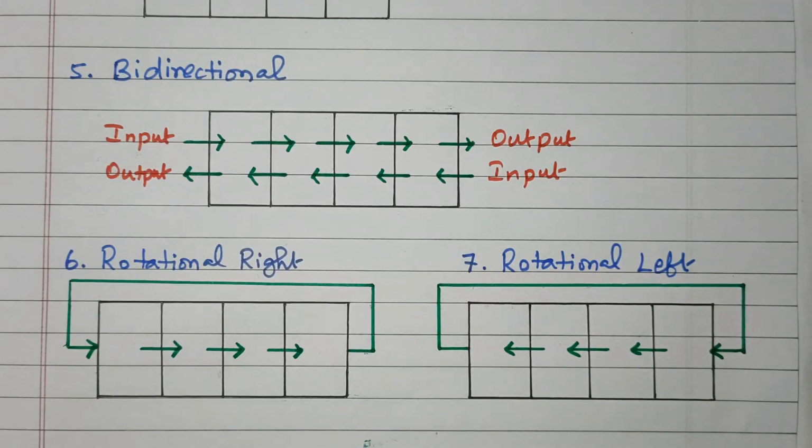Register is nothing but a storage element made up of flip-flops. Flip-flop is the storage element, so it is also used for storing the data as well as shifting the data. There are various types: serial in serial out, serial in parallel out, parallel in parallel out, parallel in serial out. These are the 4 types. Then bidirectional, left to right and right to left. Then rotational, rotating left and rotating right.